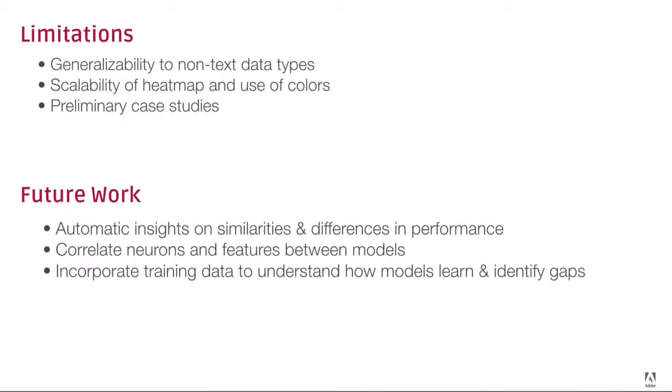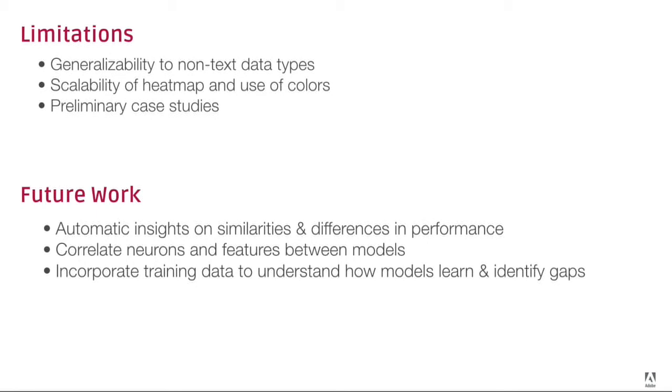Of course, this work is not without limitations. We only tried this with text data, so we have to see how to generalize to non-text data types such as images or tabular data. Also, there are issues of the scalability of the heat map and our use of colors. The models that we used were quite small with only hundreds of neurons, but there are obviously commonly thousands, so we'd have to see how that would scale. And we've only performed a couple of preliminary case studies.